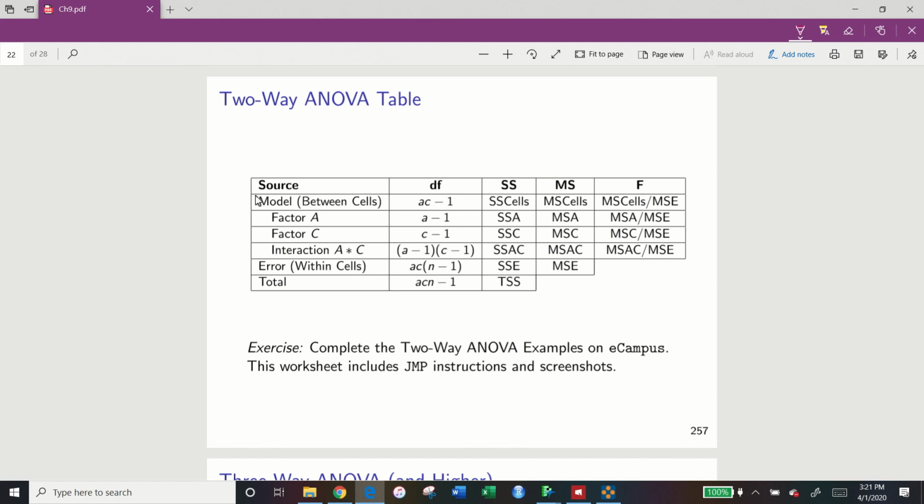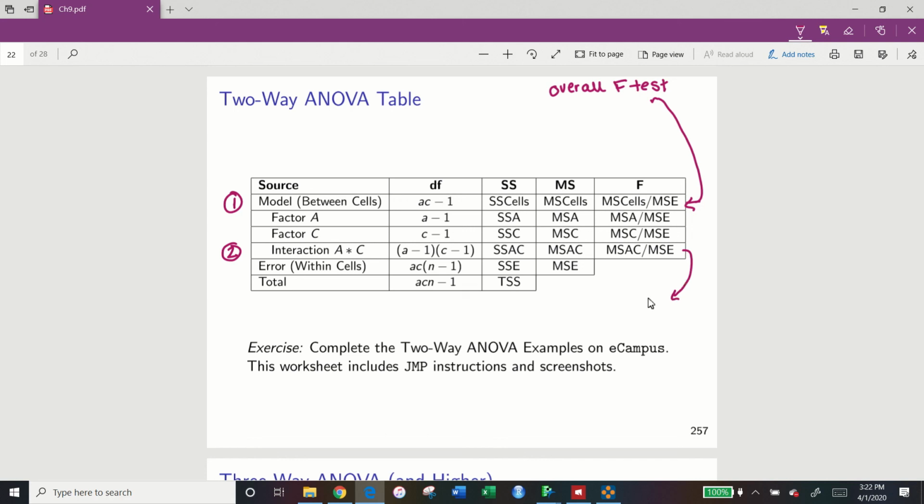Under source, we have model, in between cells. That's our step 1. That's that first F statistic we are going to look at. That's that overall F test. If that value is not significant, we stop. We look no further. If it is, then we're going to continue down and look at our interaction effects.